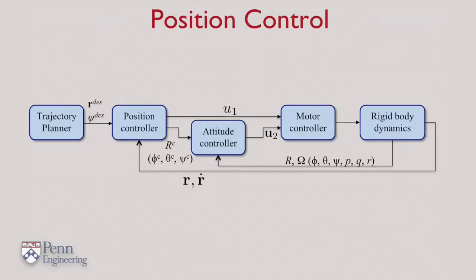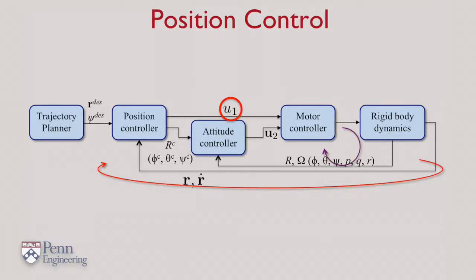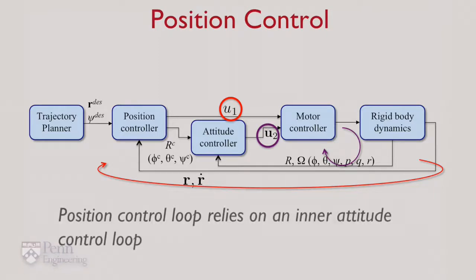The quadrotor controller consists of two loops. First, the outer position control loop that specifies u1, and then second, an inner attitude control loop that determines u2. In order to control the position, the inner loop, the attitude control loop, has to work perfectly.